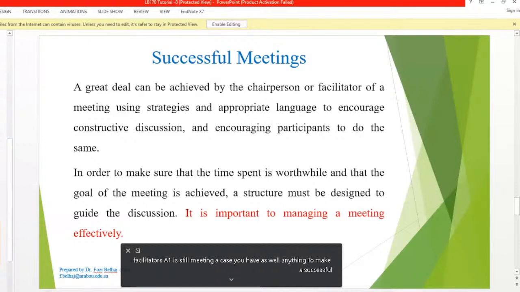To make a successful meeting, there is a certain strategy you need to use. Good, proper language. You need to encourage constructive discussions, encourage participants or other members to participate in the meeting. You encourage them, you ask them. This creates a very good environment in the meetings. You need to make sure everybody spends a good time talking about any kind of points. You need to make sure the goal of the meeting is achieved. You must have goals and objectives in the meeting, and at least achieve some of them. That's very good.